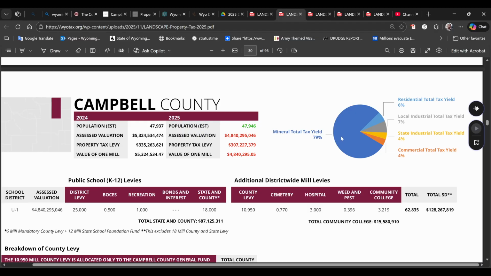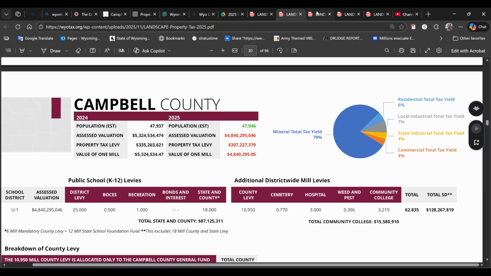Well, it's coming from minerals, as you can see here. In Campbell County, the total mineral tax yield, as far as property taxes on minerals, pays for 79% of everything that is collected in Campbell County, and residential only makes up about 6%. And that's not true in other counties.